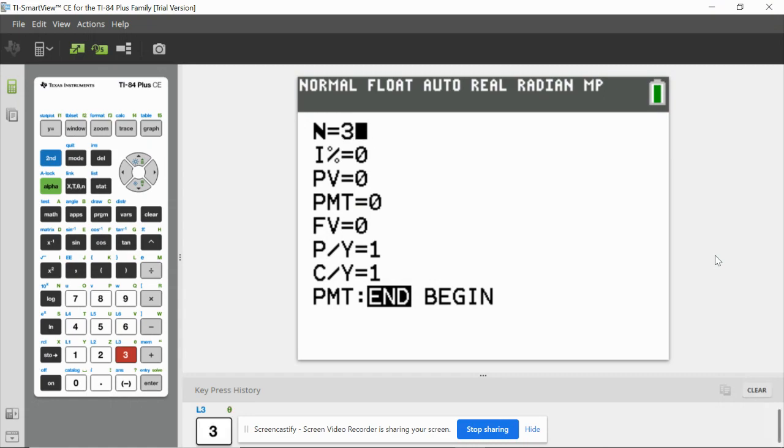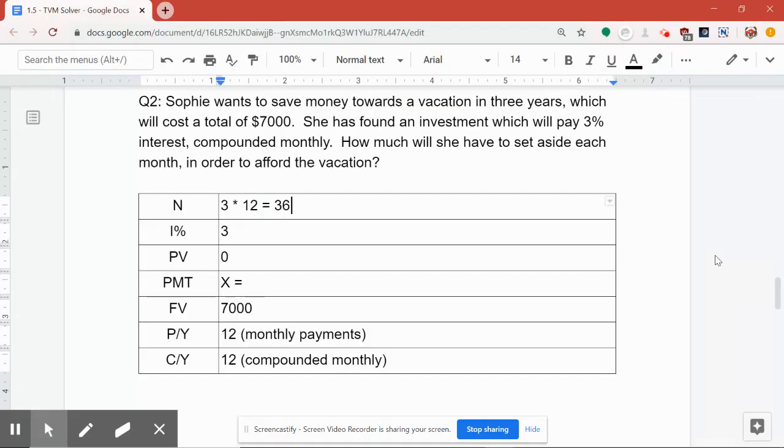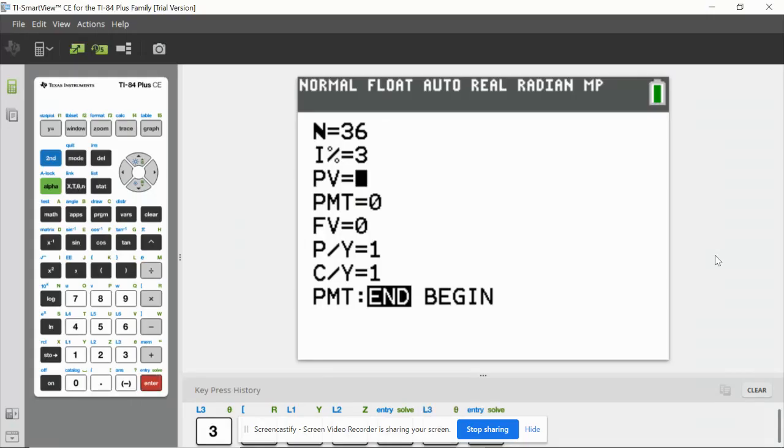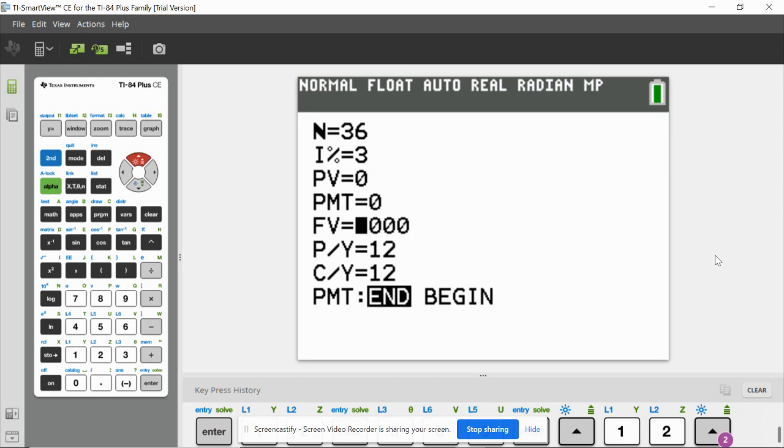So N was 3 times 12. The interest rate was 3. She wants to have $7,000. And P over Y and C over Y are both going to be 12. Whenever you change this P over Y, it always sets C over Y to be the same thing. But realize that they don't have to be the same. And if you wanted to adjust the second value, you could. That being said, in this question, they are the same.